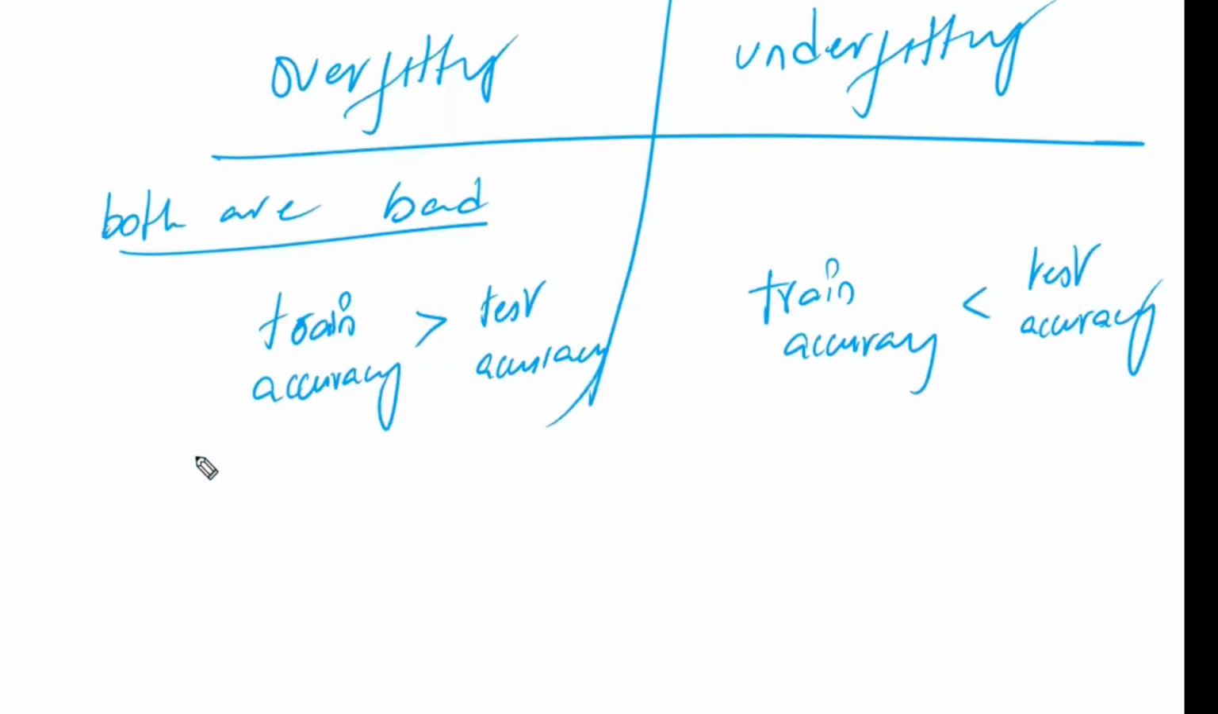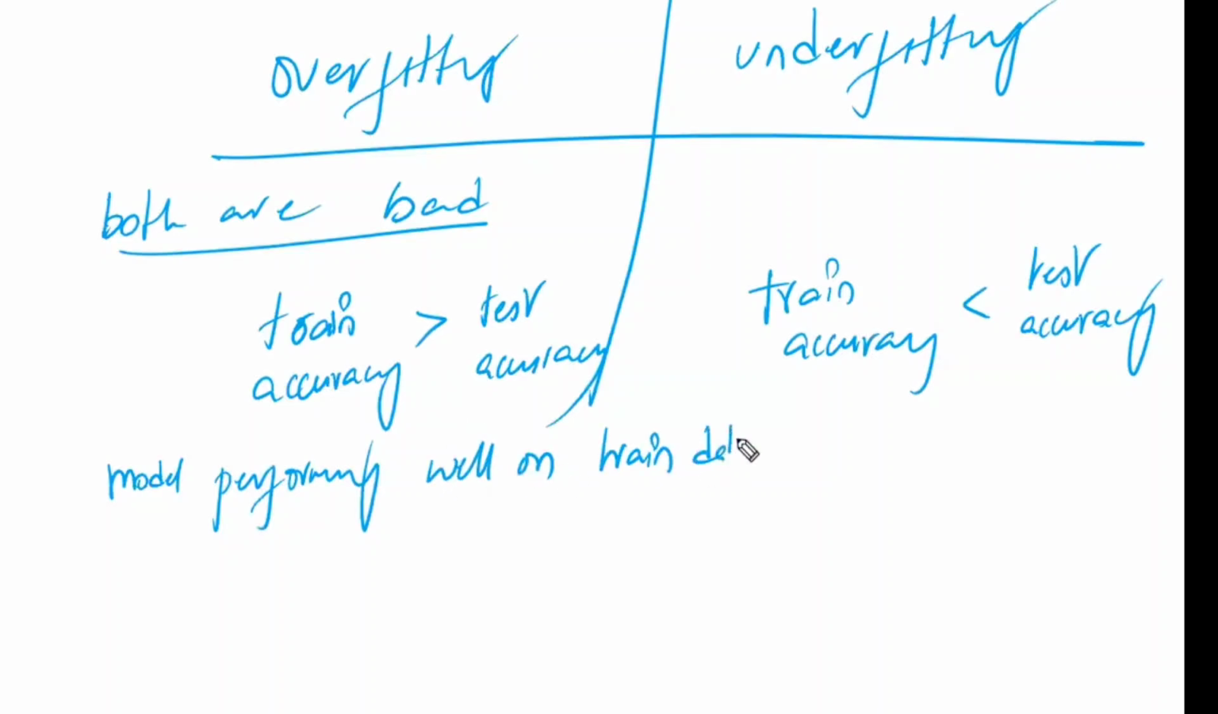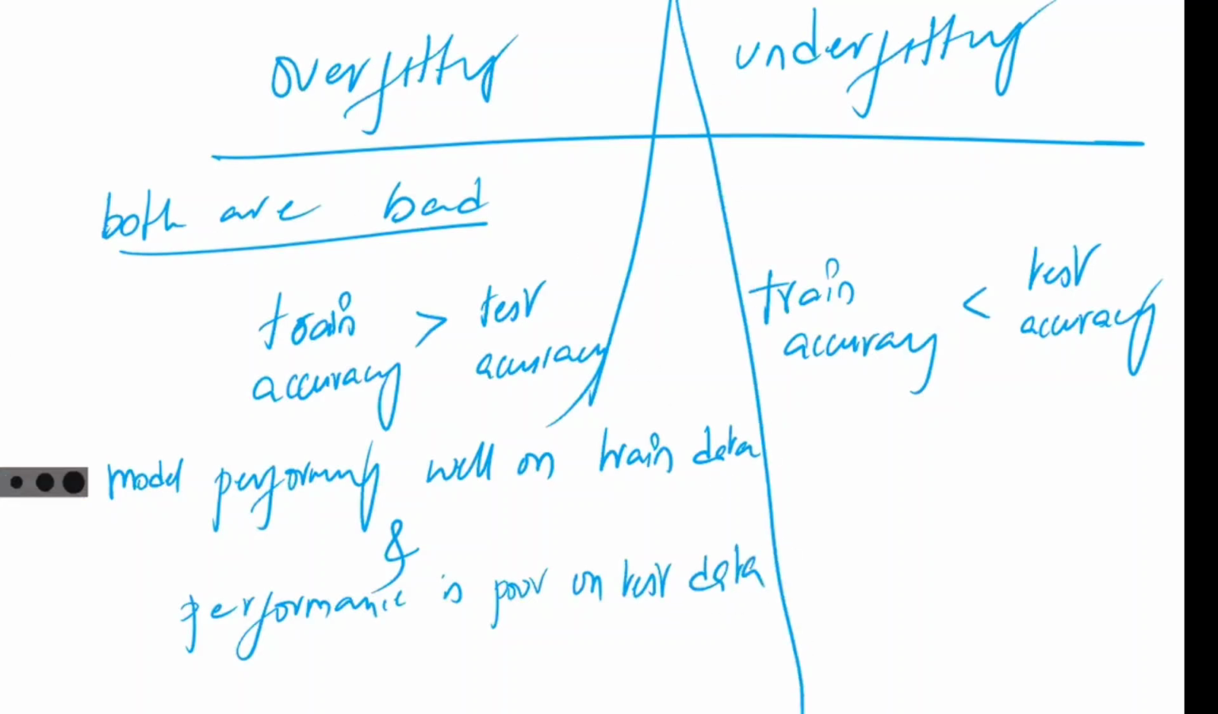In an interview, if they ask what is meant by overfitting, say: sir, my model is performing well on train data, very nice, and performance is poor or not good on test data, then it is called an overfitting problem. Train accuracy is very high means it is performing very well. Accuracy is low means it is not performing very well.